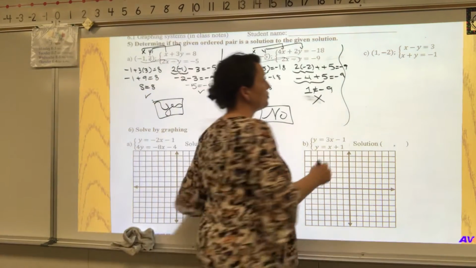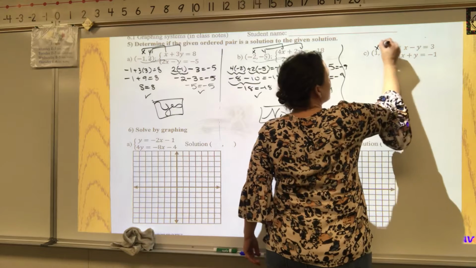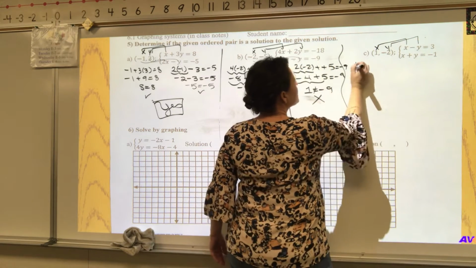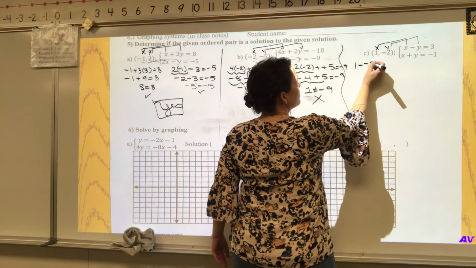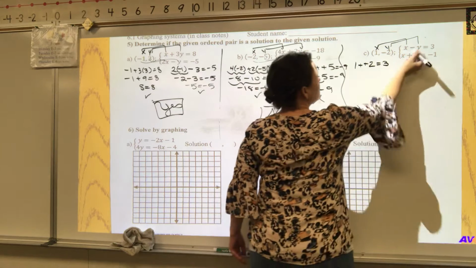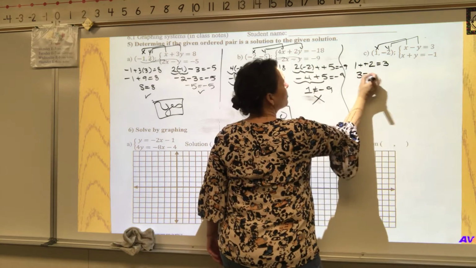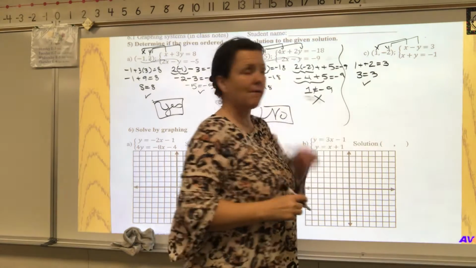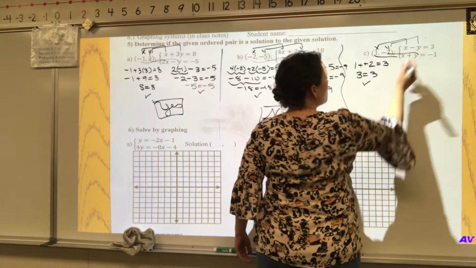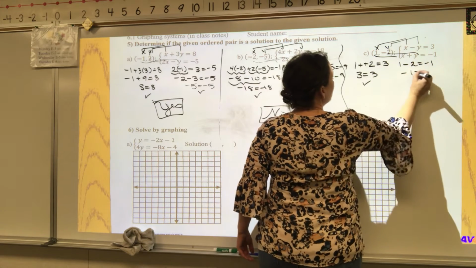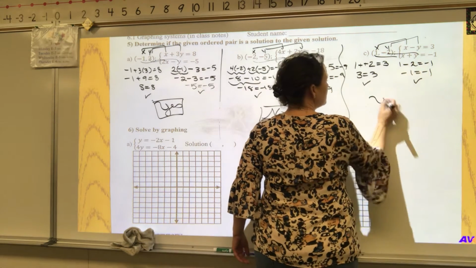Let's tackle this last one. Oh, this one doesn't look too bad. Which means it's probably the harder one, because the more simple it is, the more it's out to get us. Be careful, okay? And again, that double negative. We got 3 equals 3. Heck yeah! That works, friends, okay? And then we're going to plug in x and y here. So we have 1 minus 2 equals negative 1, and that is truthful. So that's a big yes.